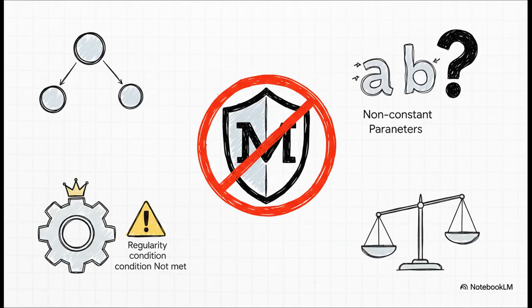It also doesn't work if A or B aren't fixed constants. For case 3, there's a special catch called the regularity condition. It basically makes sure that the root is winning by a lot, not just by a little. And finally, if the battle is just too close to call, if the two sides are only separated by something small like a log factor, the basic theorem just throws its hands up and can't declare a winner.